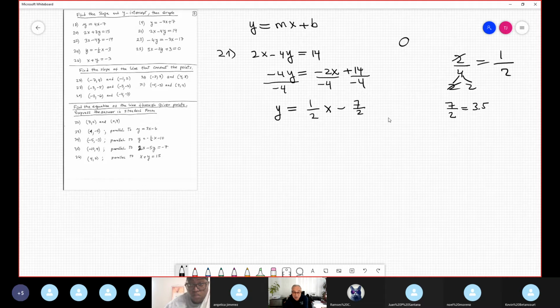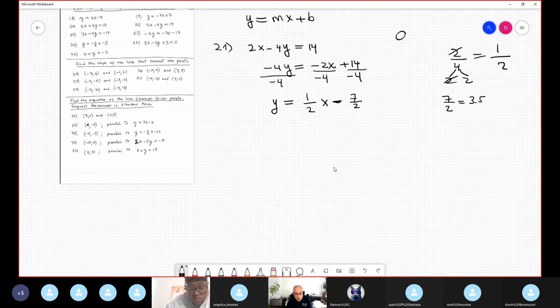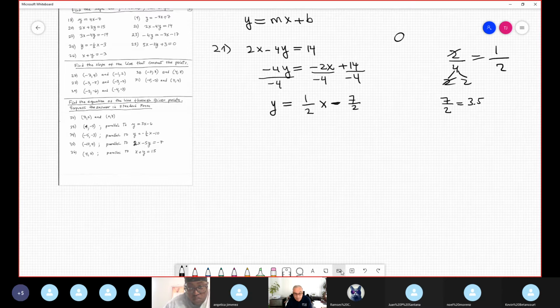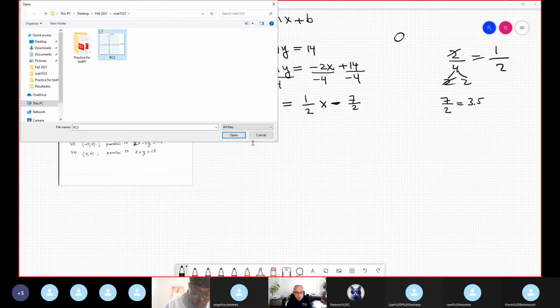Because 7 over 2, I have no idea exactly where it is, so you put it in the calculator. 7 divided by 2 is 3.5. Of course, it's negative 3.5 because my equation has a negative here. But now I have some idea where it looks like. Okay, ready. I bring my rectangular coordinate system.